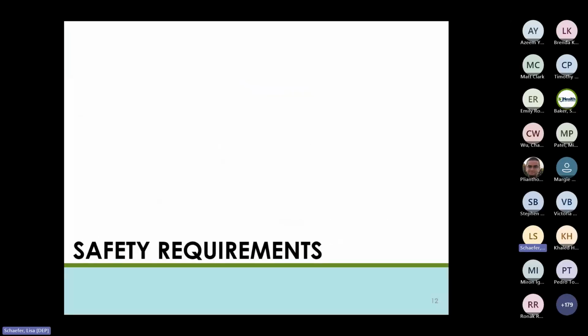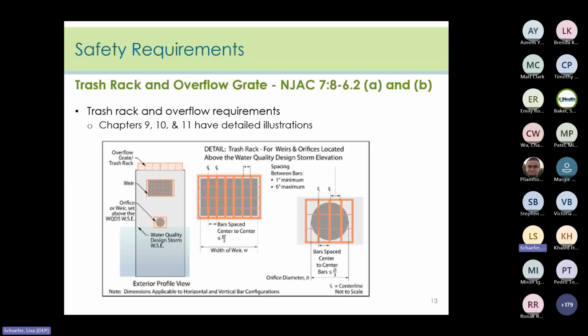All right, so let's move on to the safety requirements, and they're found in the rules in subchapter 6.2. So designs must follow the stormwater management rules regarding the trash rack and overflow grate specifications. This is also included as text within the illustration shown here in the BMP manual chapters. It's usually under the outlet structure information, and it's used to depict the requirements stated in the rules.